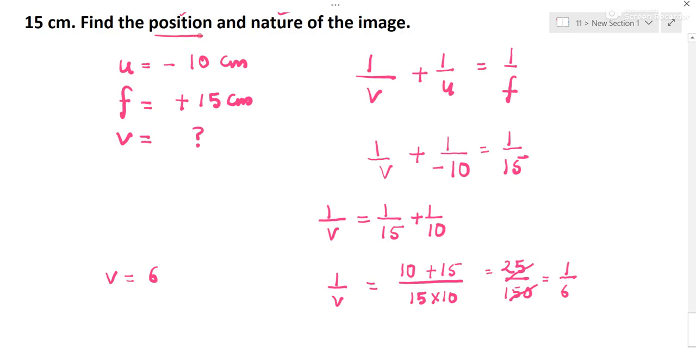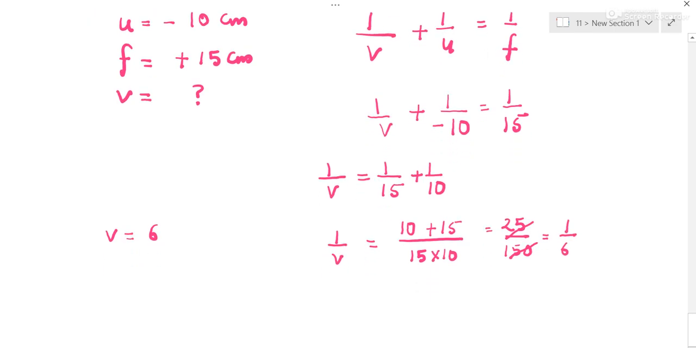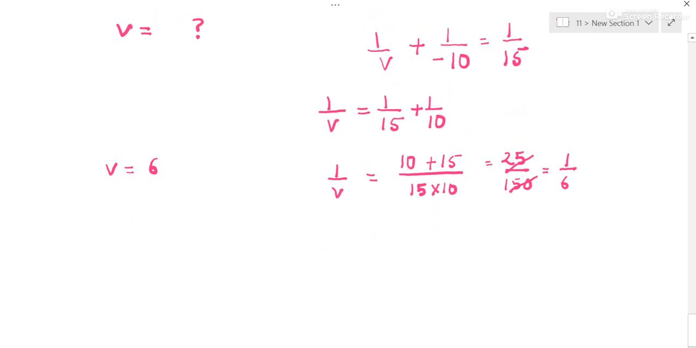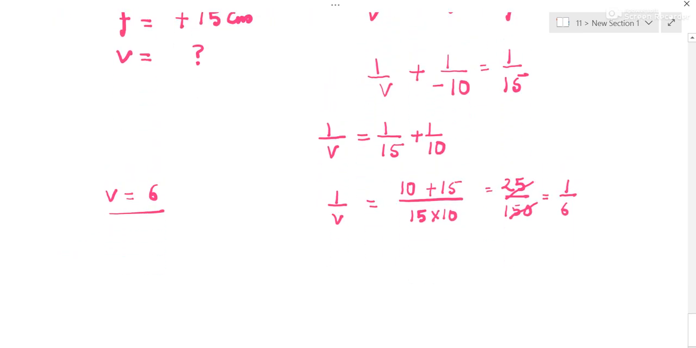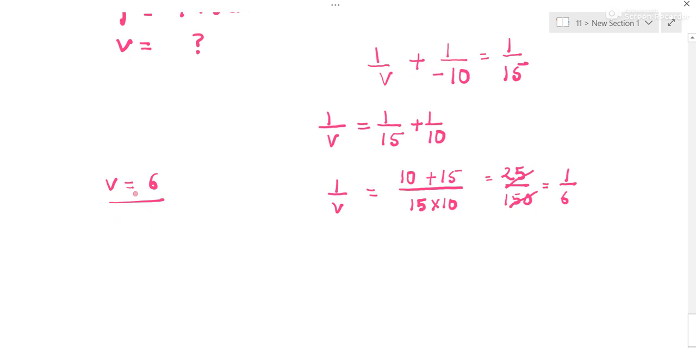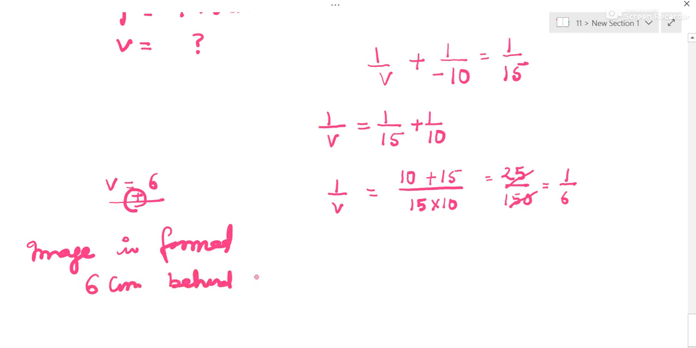So this is the position, and the nature also we have to tell. So the image is formed at 6 centimeter from the mirror, and it is positive. Positive means behind the mirror. So the image is formed 6 centimeter behind the mirror.